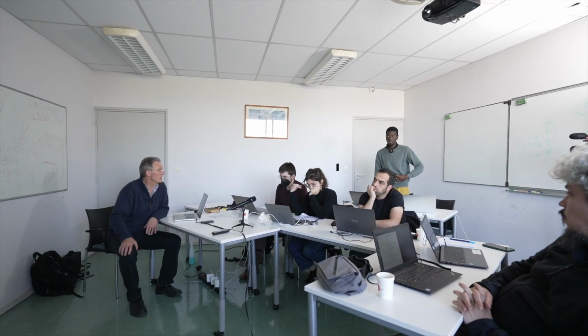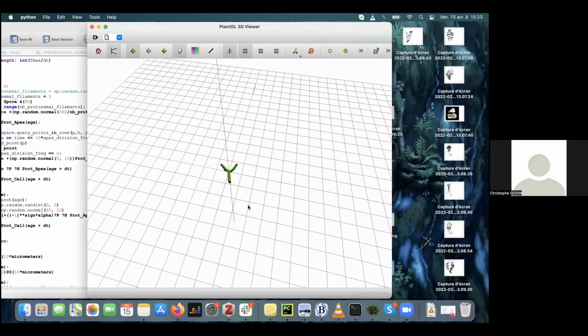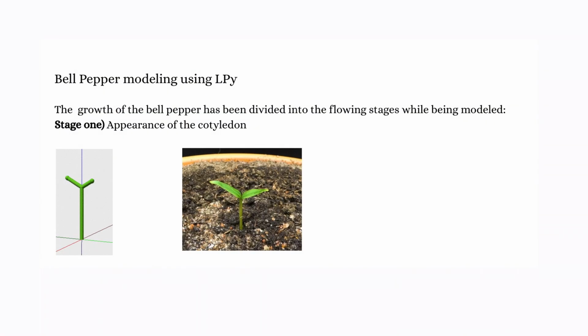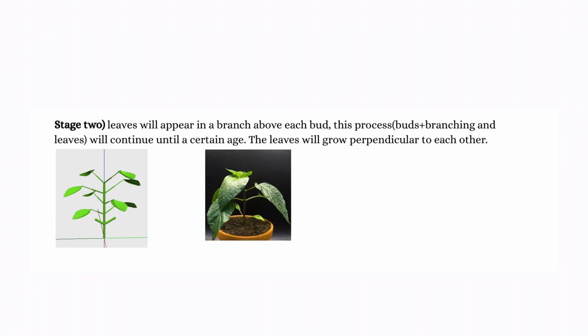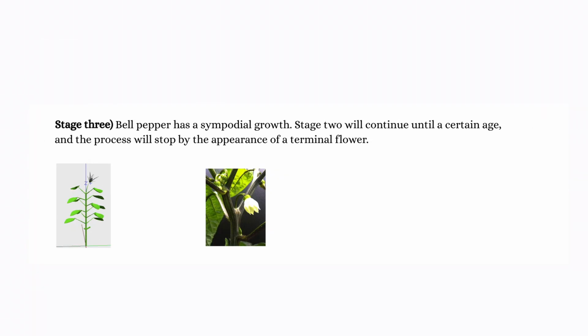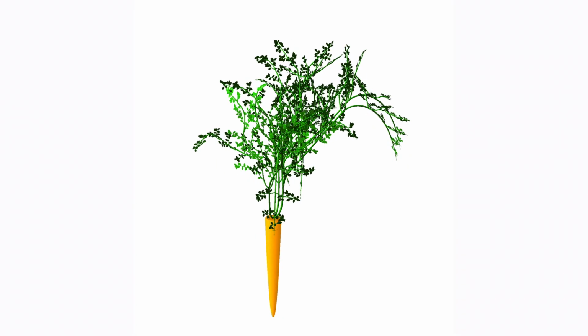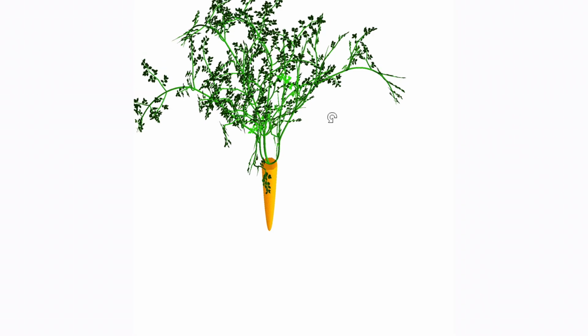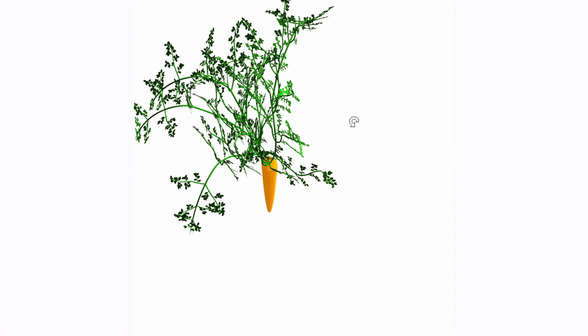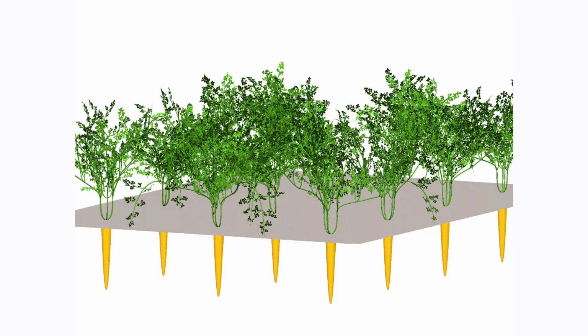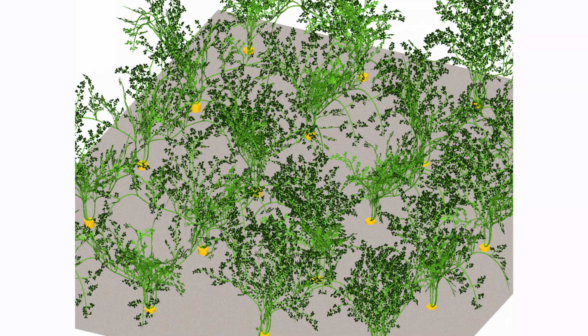Finally, based on the training course, participants could start to produce their own virtual plants. Here is the first version of a model of a pepper plant, showing the step-by-step approach of the student based on real plant observations. Here is a 3D model of a carrot plant with fractal leaves and stochasticity. Several instances of this stochastic model can be generated to create a virtual field of carrots.